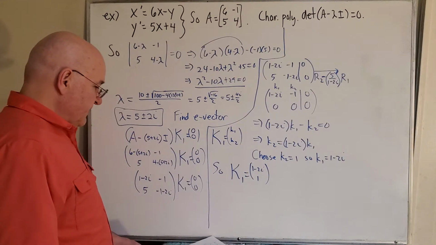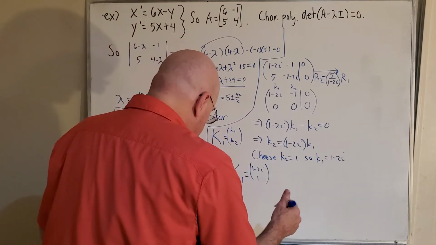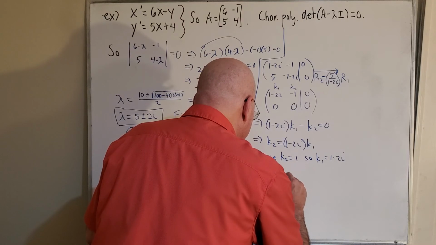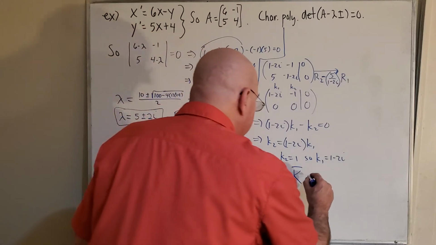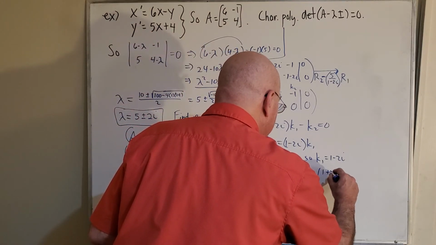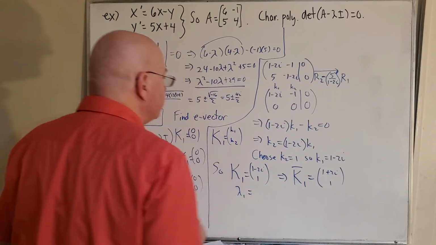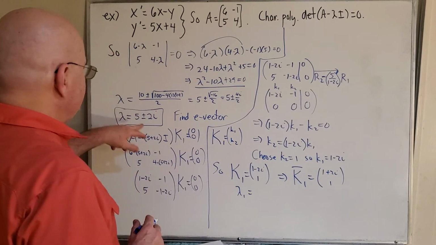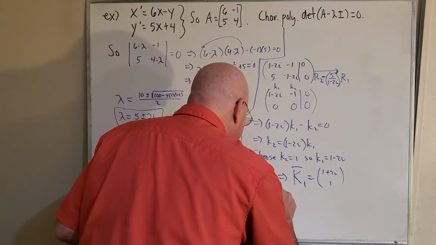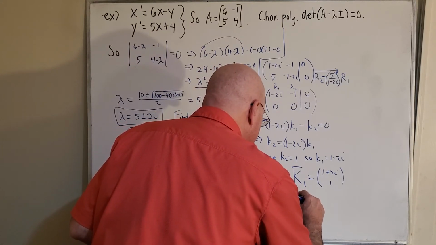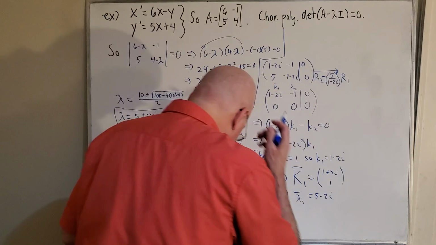So now we're just going to use the theorem. The theorem, just as a reminder of what we need, I'm going to say that k1 is that, which implies that the k1 complex conjugate is almost the same. It's just 1 plus 2i and 1. And we also have lambda 1. What did we choose? We used 5 plus 2i. That implies that the complex conjugate of lambda 1 is 5 minus 2i.